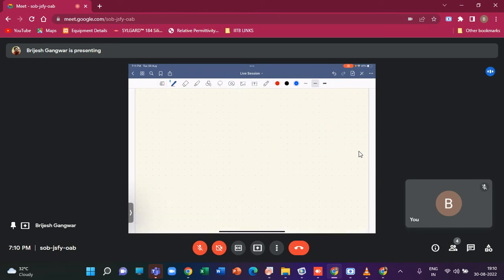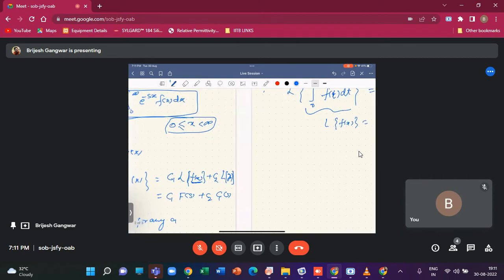Next, if you want to find the Laplace transform of the integration from 0 to x of some function f(t) dt, then 1 by s times F(s) will be the Laplace transform of this integration, where the Laplace transform of f(x) we are considering as F(s). So this was four, this was fifth.